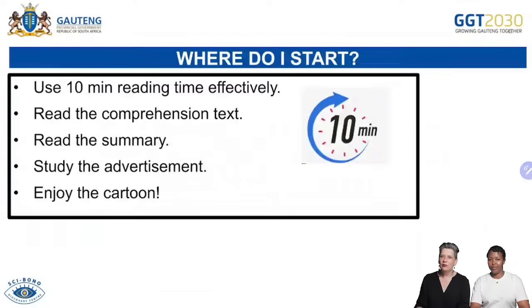Please take the time to read your comprehension first. Take your time to make sure you know exactly what's going on. Then read the summary text, study the advertisement, and enjoy the cartoon. When you read the comprehension, read it as though you're reading it for leisure, just so that you get the gist of what it's about. You can go to the nitty-gritties of it as and when you get to the questions. Right now, the point is to enjoy. As you can see, it says enjoy the cartoon.